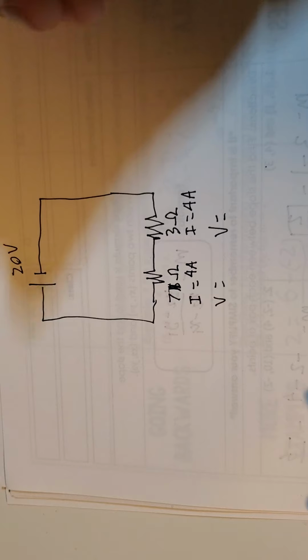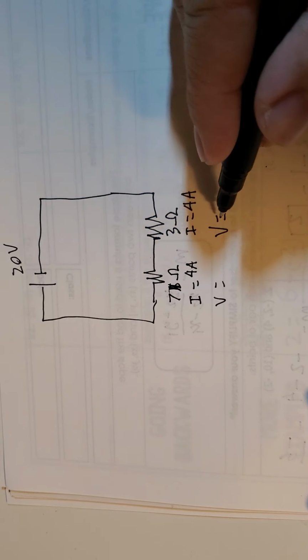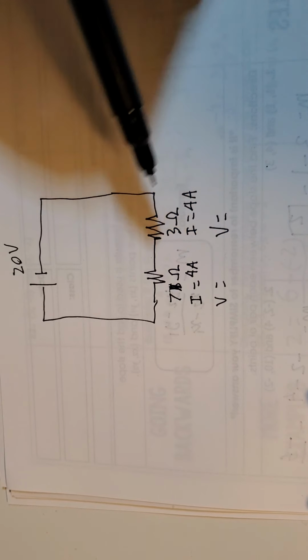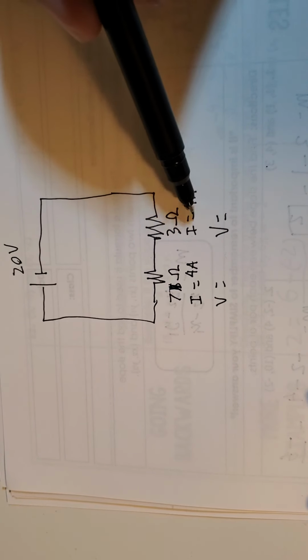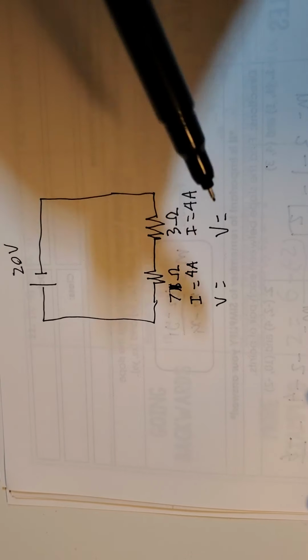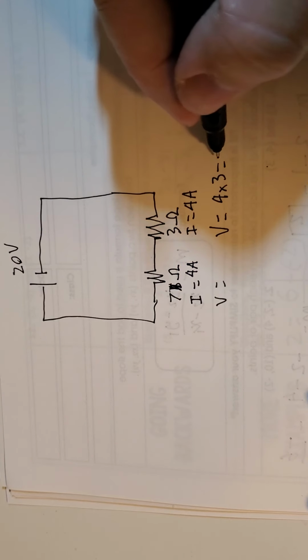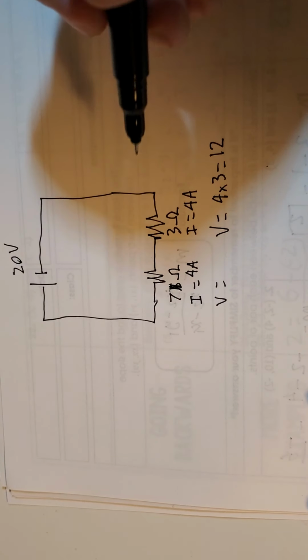Okay, now to find V, we can use Ohm's law, right? V equals IR. So V equals current times resistance. Current is 4, resistance is 3. 4 times 3 equals 12.